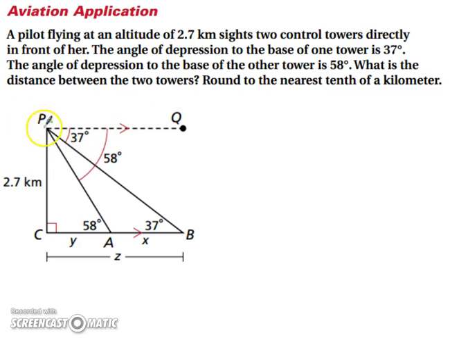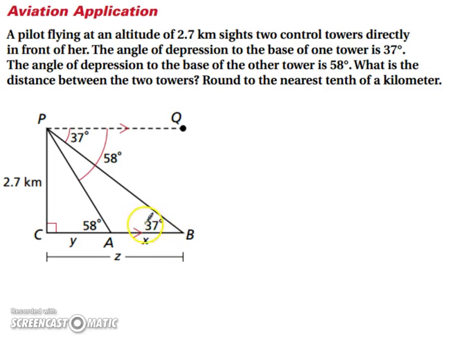So we have our horizontal line, our plane is up here. So for one tower, we can use alternate interior angles to get our 37 degrees. And we can use alternate interior angles for the other tower here, which would be 58, and then that makes this one 58. So if we can find our distance y and our distance z, then we can subtract them and get x. We can't just straight away find x, because we have to utilize a right triangle at this point. So why don't we start with our biggest one here, our z.